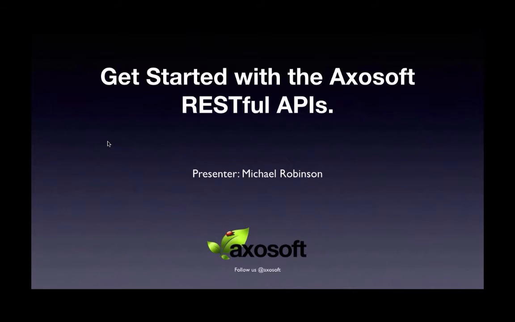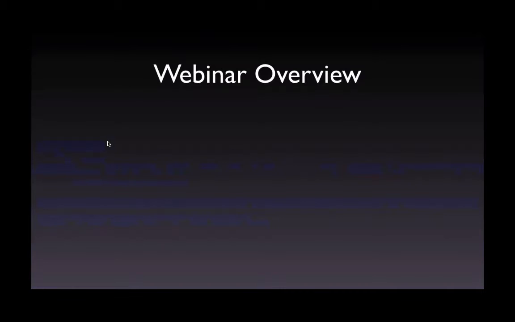Hi, everybody. All right, well, let's get started on this webinar for the Axosoft RESTful API. Let's start with an overview. We'll talk about what you're going to get today. First, we're going to do an overview of the API. We're going to discuss what the API does, the types of apps you can make, the ways you can connect, and how to activate the API on your own time.